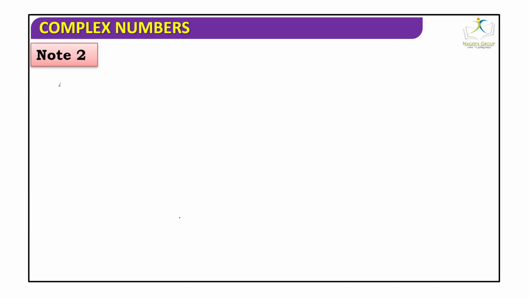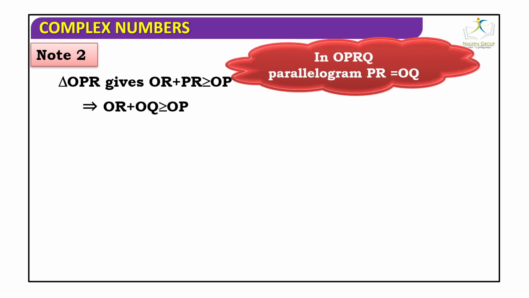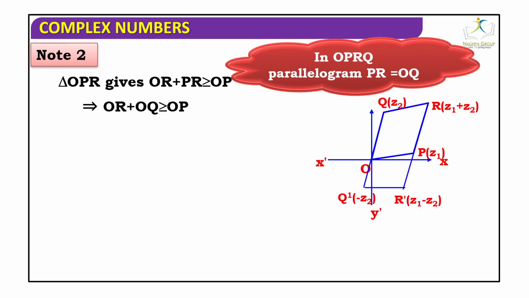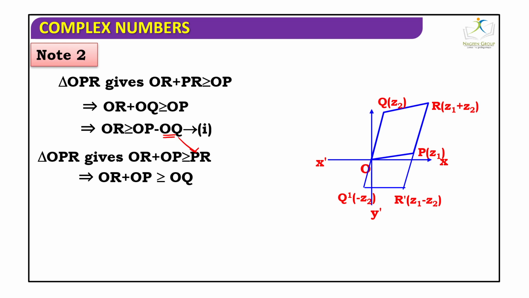Right, students? Note 2. In triangle OPR it gives OR plus OP greater than or equal to PR. In a parallelogram, we know the opposite sides are equal, so PR equals OQ. So here we are writing OQ in the place of PR, right? Now OR plus OP is greater than or equal to OQ. So OR is greater than or equal to, taking this OP to the other side, OQ minus OP.